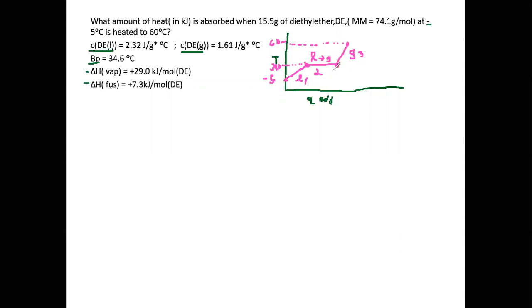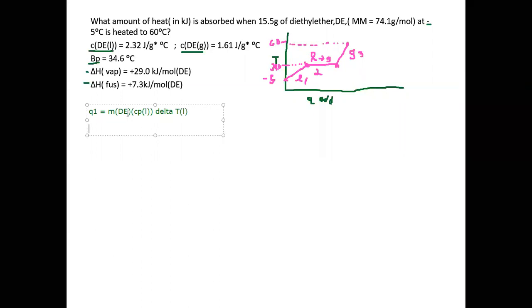And so on the slants, we're going to use Q equals MC delta T, and on the plateau, we're going to use Q equals n times delta H. So I'm going to write them out, each one. So Q1 is the mass of diethyl ether times the specific heat in the liquid state times delta T of the liquid.